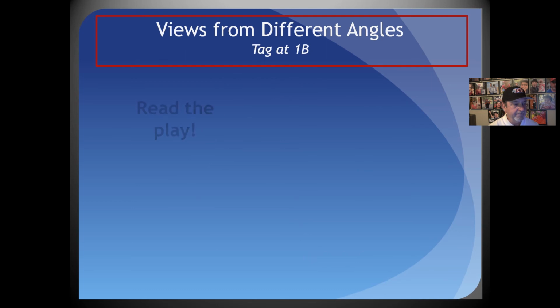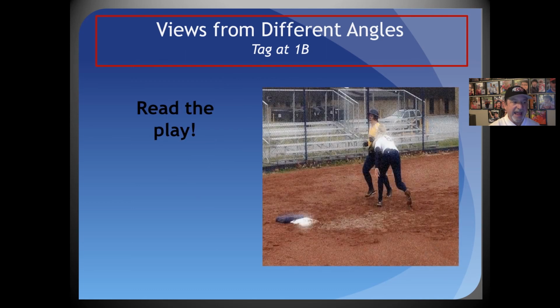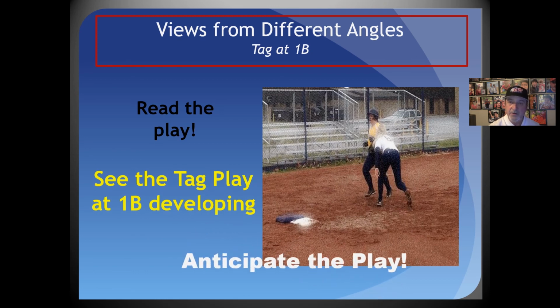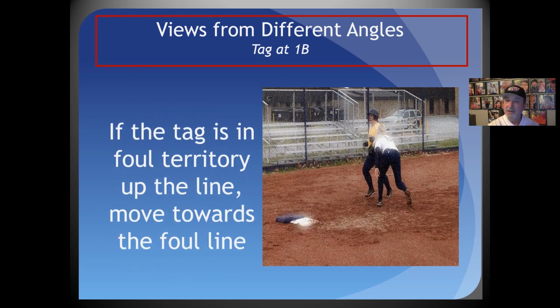So here's a couple other views on a tag play at first base. You've got to read the play. This first baseman has come off the bag, so you can't stay there at X marks the spot at that 45 degree. And again, this is the throw from the third baseman. You can't stay there. So is this a good position for an umpire? The answer is no. You want to anticipate the play, see the tag play developing at first base. And if the tag is in foul territory like this one here, you've got to move up toward the foul line and try to get close in a bit, try to get 12 to 15 feet from the play.